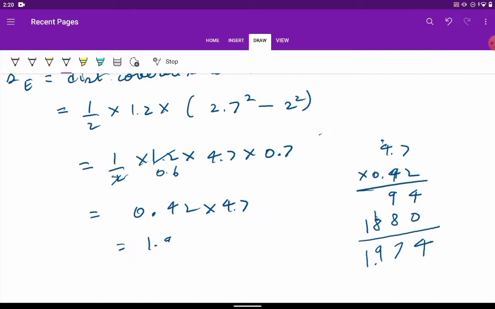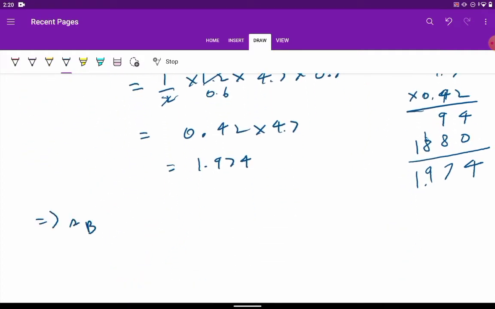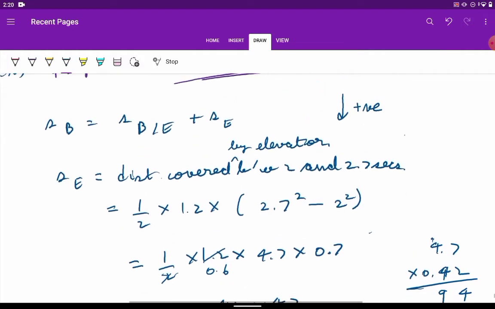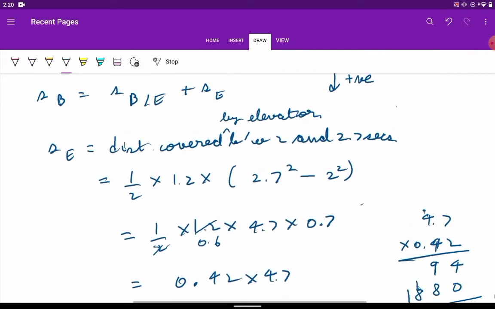So 1.974 is SE. SB comes with respect to E, with respect to the elevator, which is obviously the elevator height, 2.7.